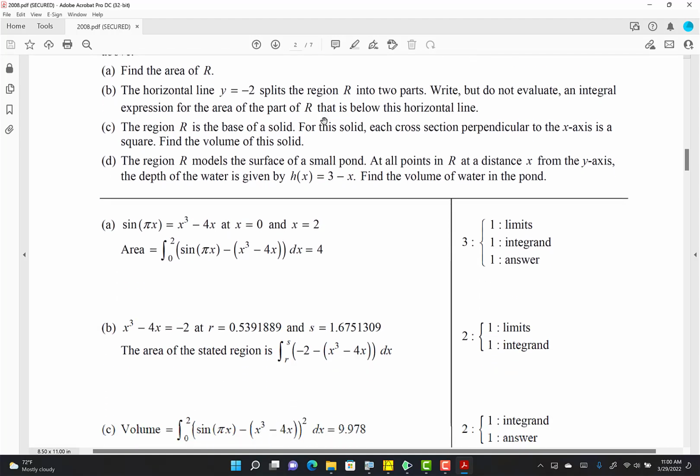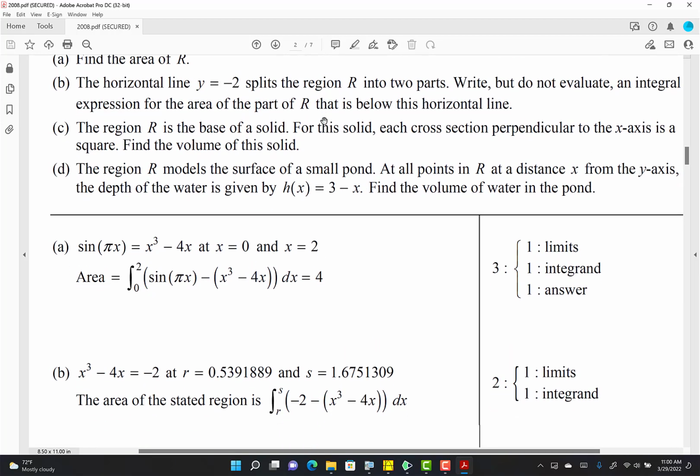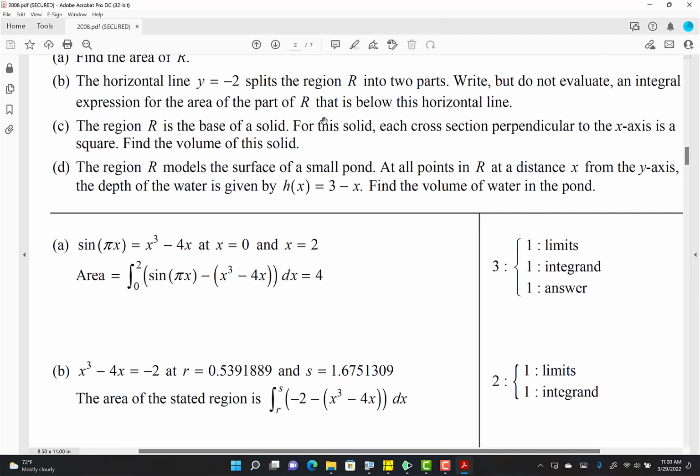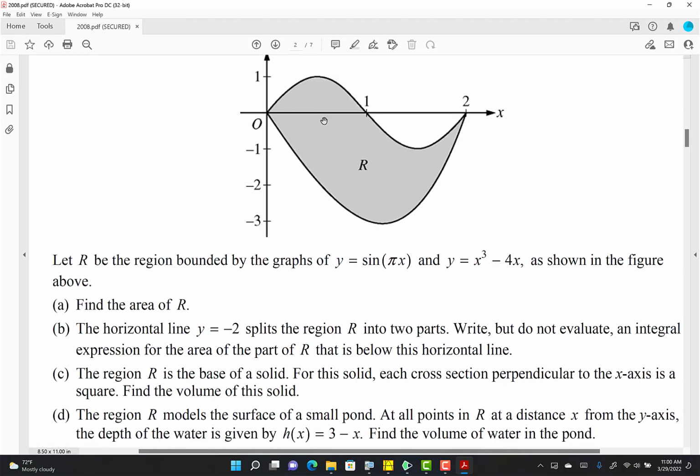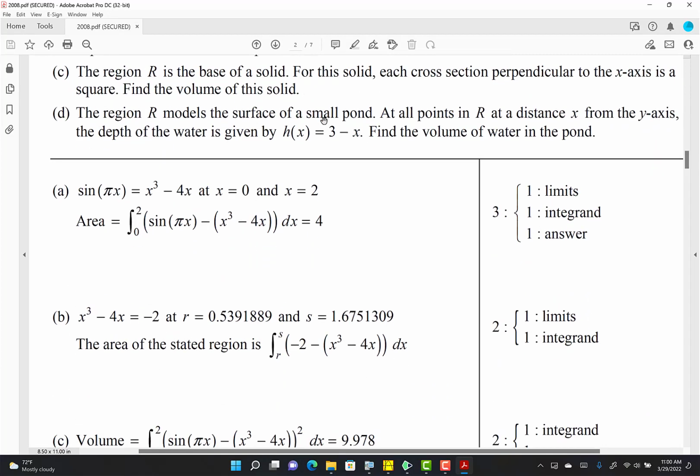Letter B. How many points for letter B? 2. Oh, look, they did what I was going to do. That's fine. Lower limit 0.5391889. Upper limit 1.6751309. Why did they choose R and S? Probably because they started with region R, so they just did little r, little s. I always like to go down the alphabet, little a, little b, but whatever.